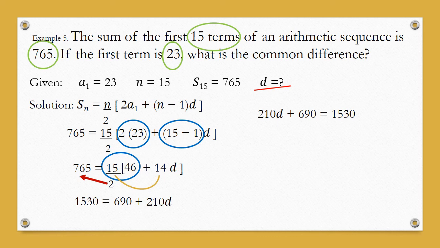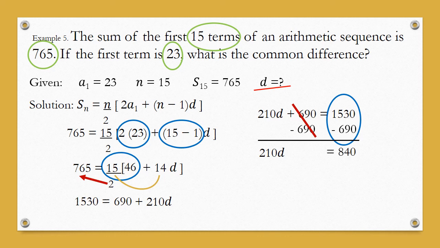So to eliminate 690, of course, we will use the additive inverse. So our additive inverse is negative 690. So to eliminate 690, by combining, bring down 210d, then 0 is the result of 690 and negative 690. So combine 1,530 and negative 690. The answer is positive 840.